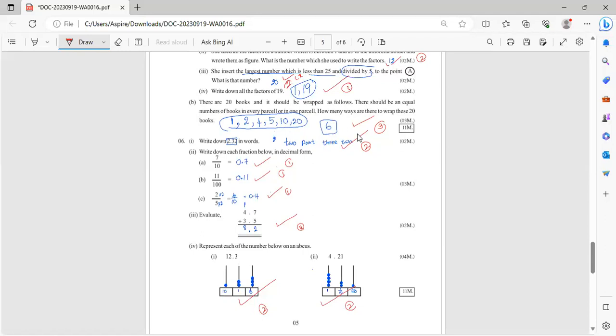I got 11, teacher. 11 marks, very good. What about the others?